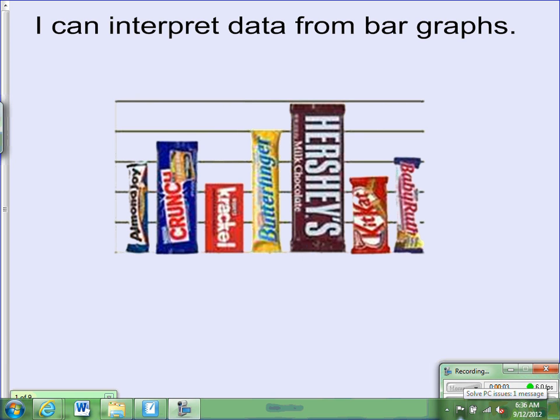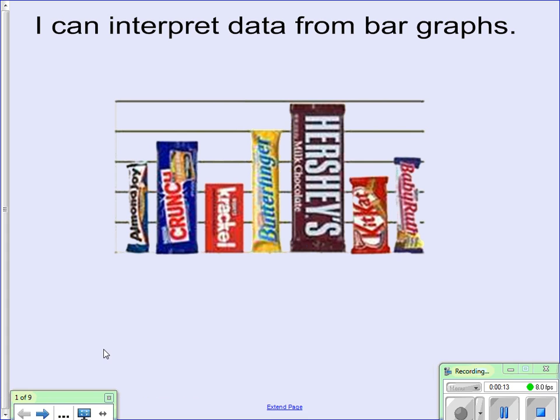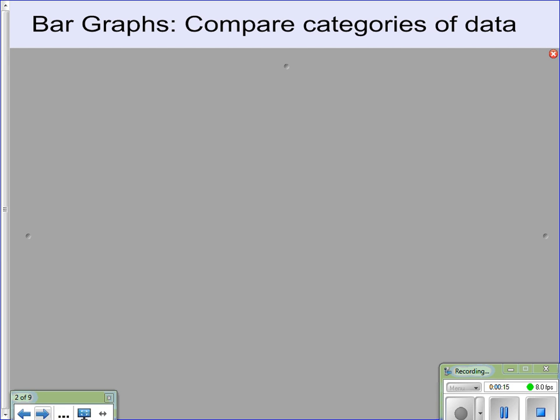Today we're talking about bar graphs. Our objective is I can interpret data from bar graphs. You can see a few of my favorite bars right here. Candy bars. Bar graphs, our definition of bar graphs: they compare categories of data. Bar graphs are used to compare categories of data.